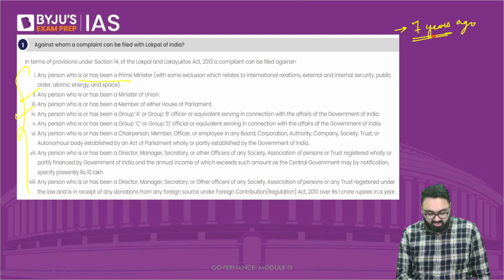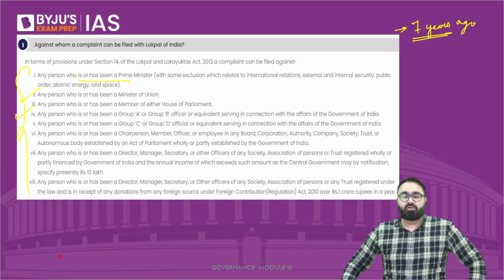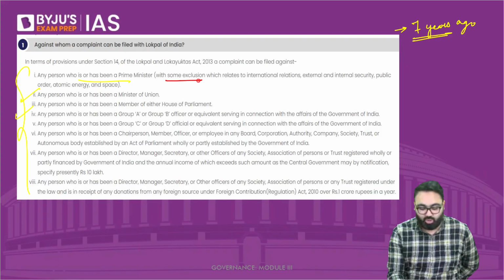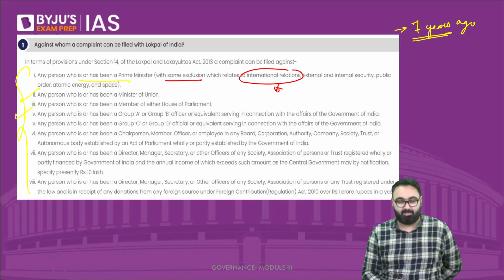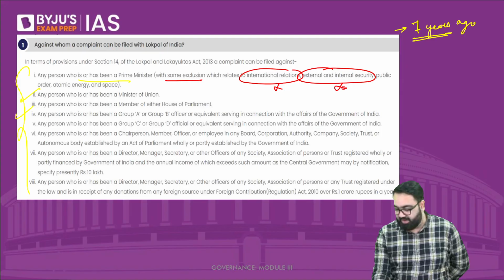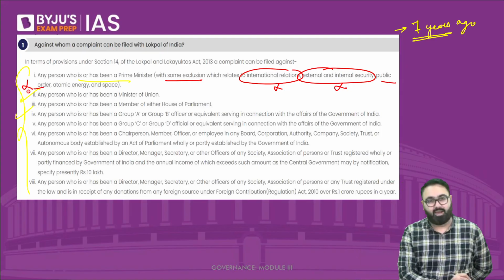For example, if you see clearly, it also tells you under what circumstances you can file a complaint against the Prime Minister. See this. It says what is excluded. International relations, you cannot file a complaint against the Prime Minister. Internal, external security of India, you cannot file a complaint against the Prime Minister. Public order, you cannot file a complaint against the Prime Minister.